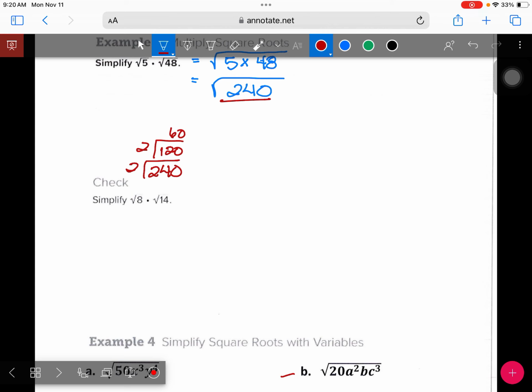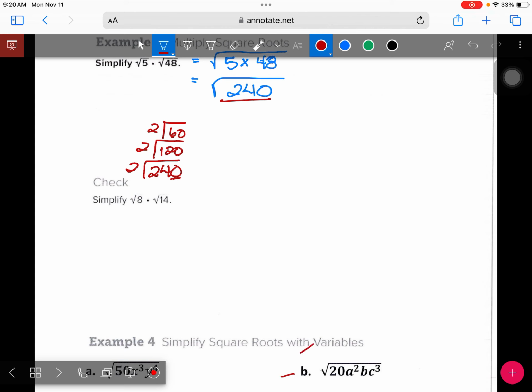60 is even. Divide by 2. Now, I could have stopped there because since it ends in 0, I could have been dividing by 5. But I just went with the evens, okay? It'll give you the same number either way.